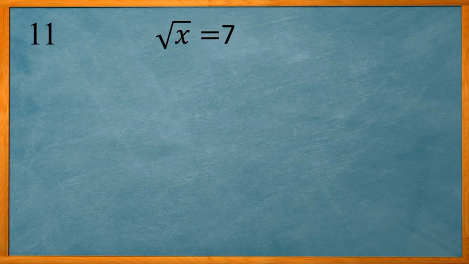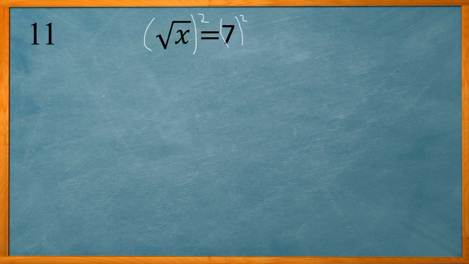So in this problem, we have a square root in the equation and not a square. All right, so again, in these equations, we need to do the opposite. The opposite of a square root is going to be a square. So I need to square both sides.